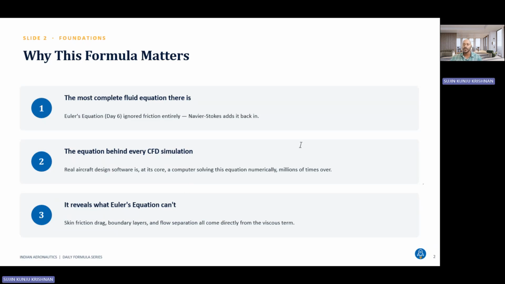A fun fact before we start: this equation is so difficult in its full form that proving smooth solutions always exist is literally one of the 7 Millennium Prize Problems in mathematics, with a $1 million reward still unclaimed. So we are not solving that today, but we will learn to use it.